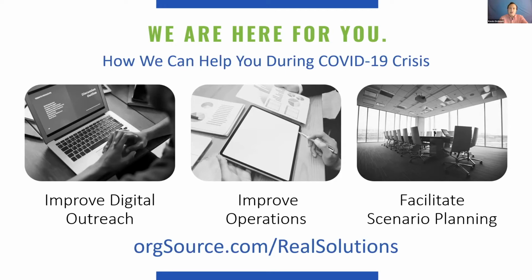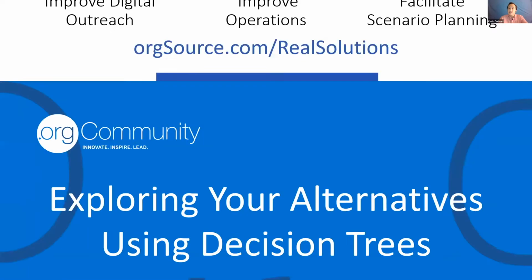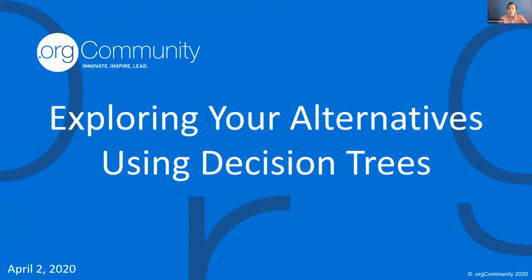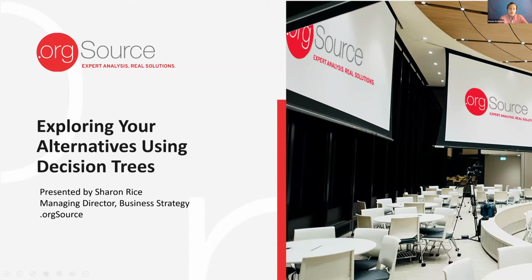So today's webinar is on exploring your alternatives using decision trees. Sharon Rice is our managing director for strategy at orgSource, and she will show us how to anticipate multiple possible scenarios for how things might unfold over time using a decision tree. And welcome, Sharon. Hi, thank you, everybody.